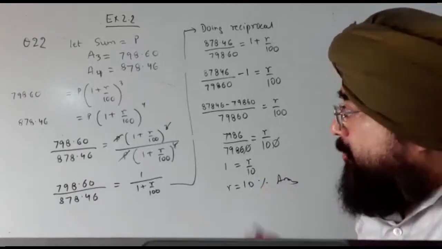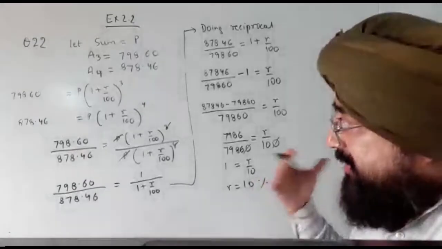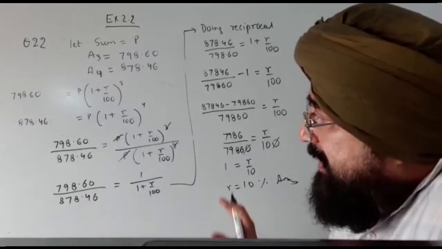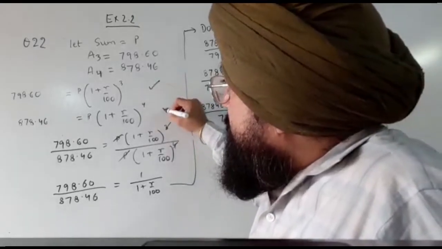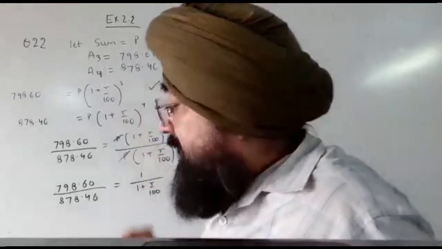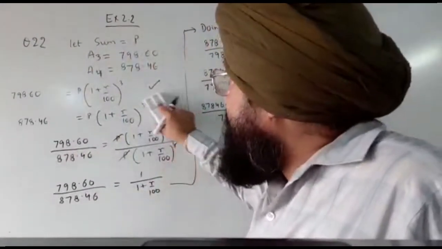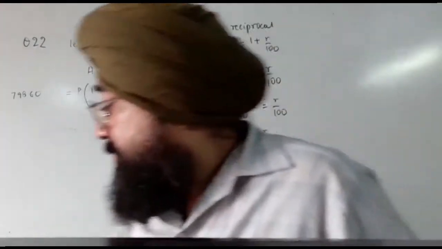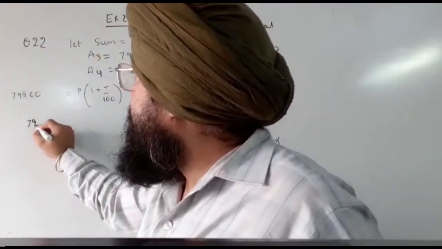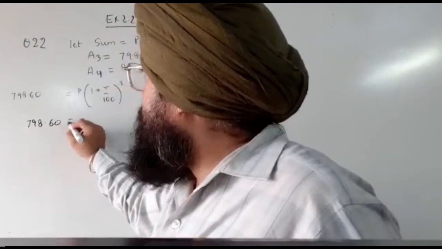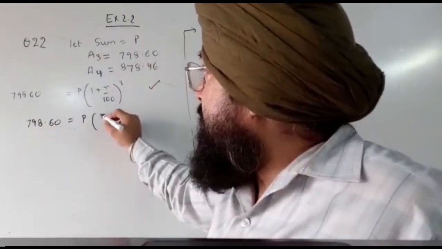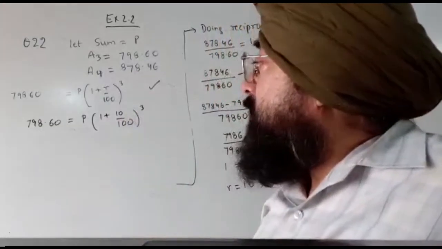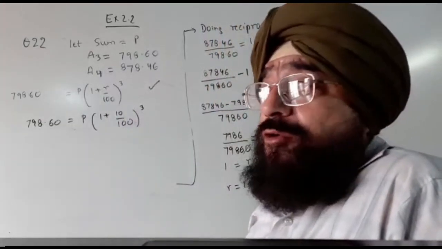Sir, we have to find the sum also. I have to find the sum also. Only the rate has come so far, so I need to find the sum also. For the sum, I may choose this or this. Say I am choosing this because it is part 3, so I am making some space here for myself. Now if I use this equation, 798.60 is equal to P, which I don't know, but of course R I have calculated as 10, and that will reduce my burden a lot because that 10% is very soluble.